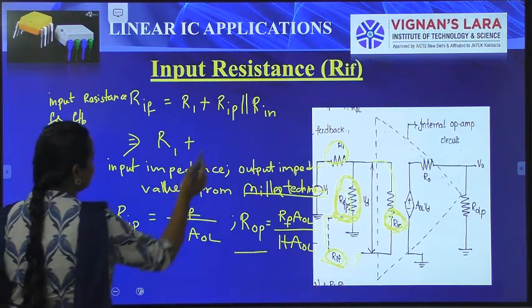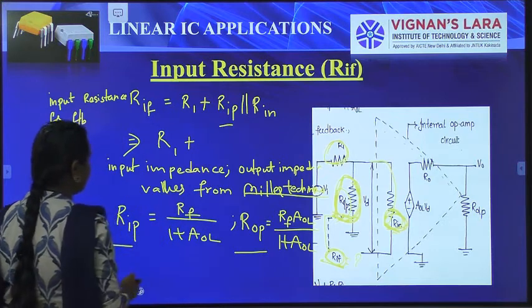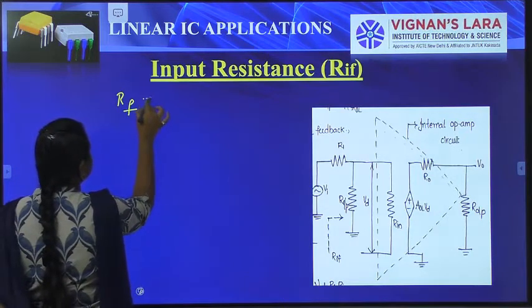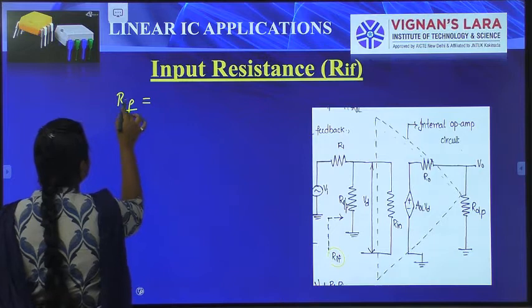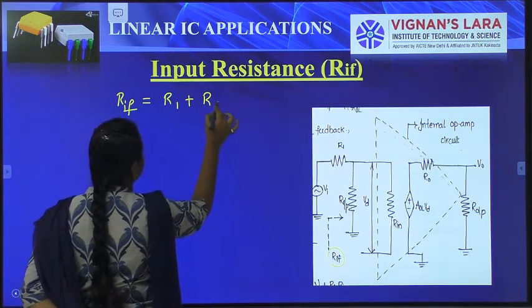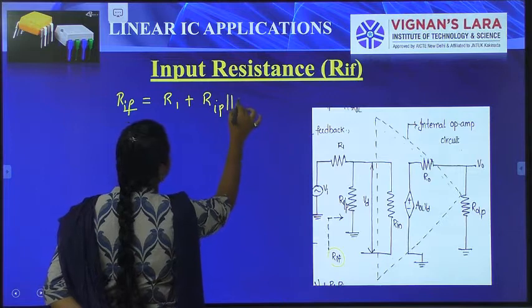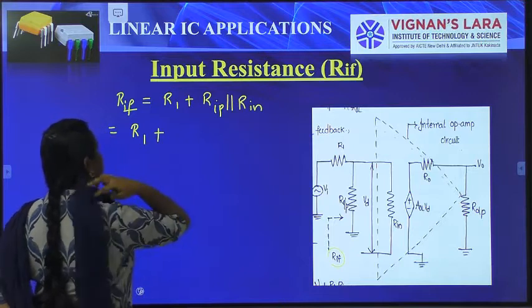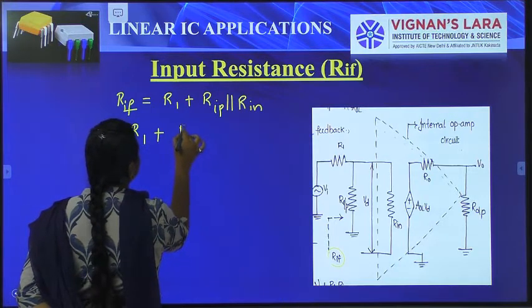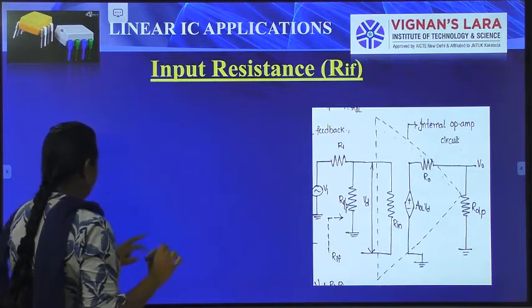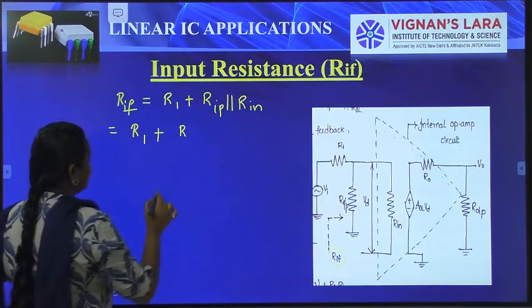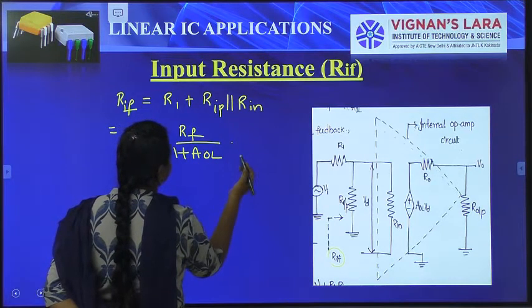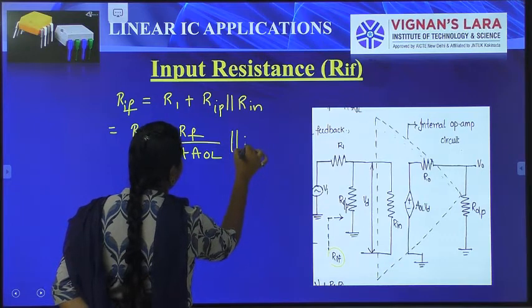So we have an R input here. Simply substitute this R input here. Then we can get an RF. We have RF, or R input impedance, is equal to R1 plus R input in parallel to R input. So R1 plus R input, which we already have from the Miller technique, RF by 1 plus AOL, in parallel to R.